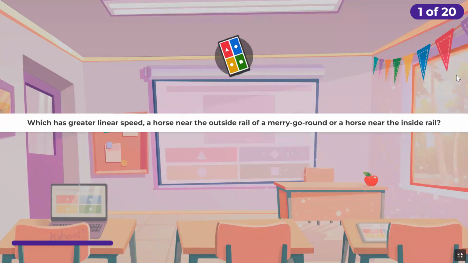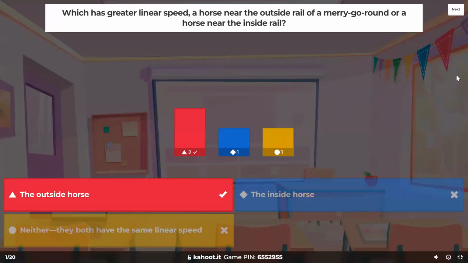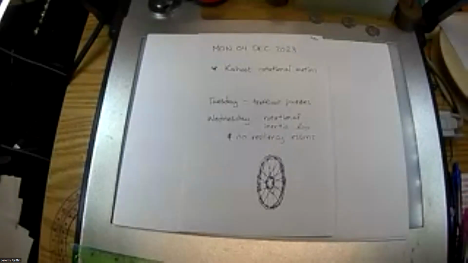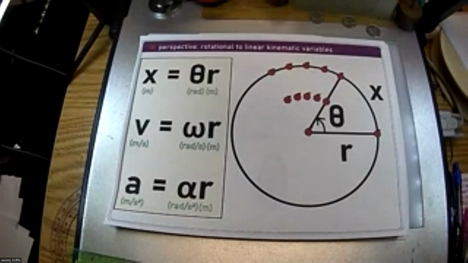Which has greater linear speed, a horse near the outside of a merry-go-round or one near the inside? Ooh, all right. Outside horse. So the question is about linear speed, right? Linear speed, that's the original way you guys learned about speed. Let me give you guys a graphic to look at.